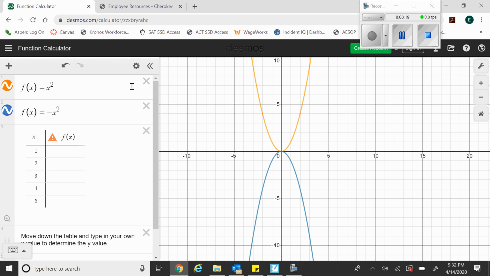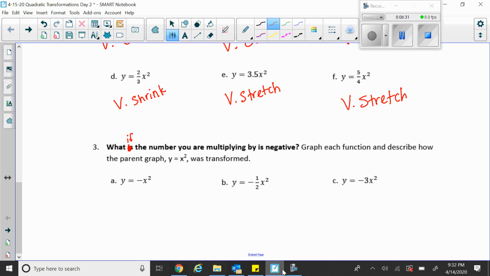Okay? Now, notice I didn't multiply it by a number. I just multiplied it by a negative. So it's not a stretch and it's not a shrink. If it is just a negative, it is just a reflection across the x-axis. So I'm going to come over here and I'm going to abbreviate. It's a reflection over the x-axis.